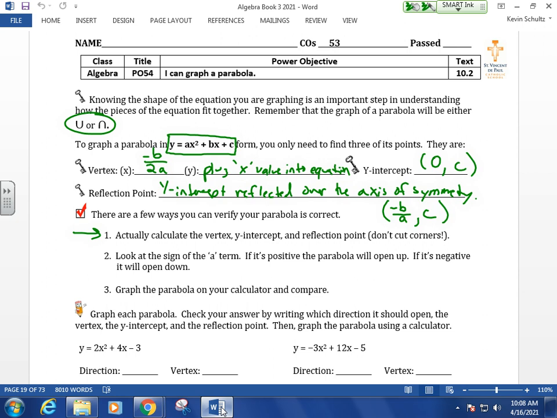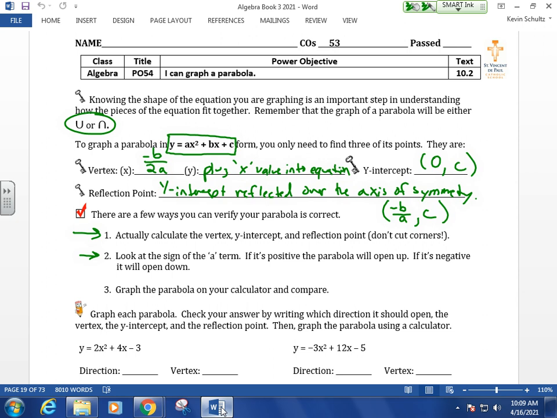So actually do it. Secondly, look at the sign of the a term. The a term tells you whether that parabola is going to open up or open down. And the nice part is there are no exceptions to that. If your a term is positive, your parabola is always going to open up, a happy smiley face. If the a term is negative, then you've got a frowny face, right?